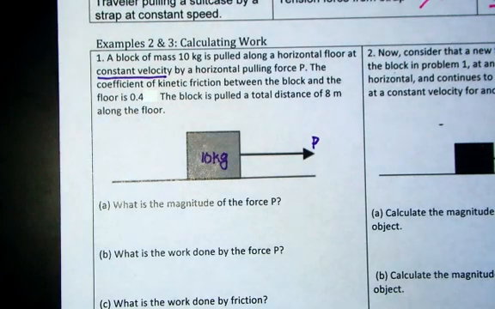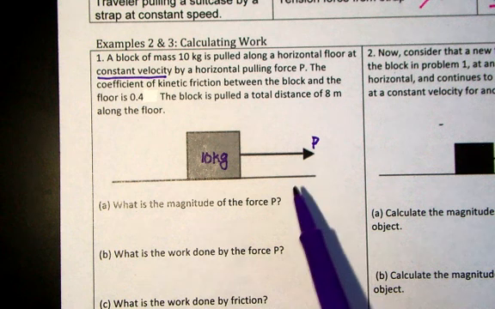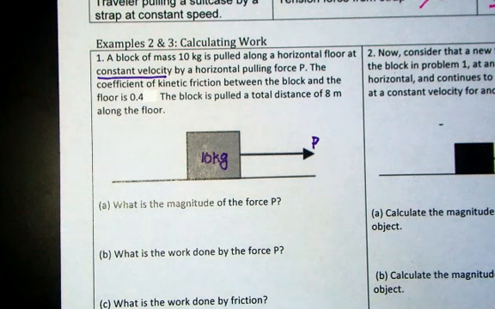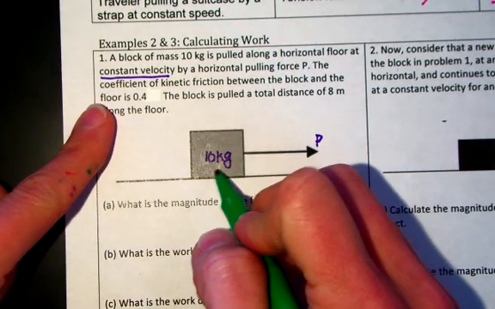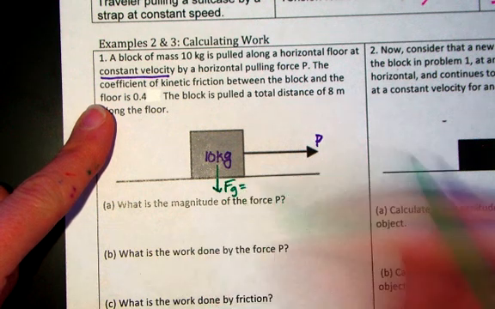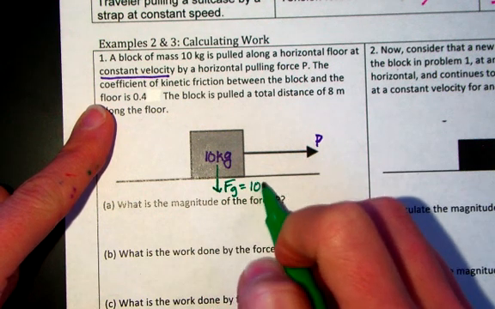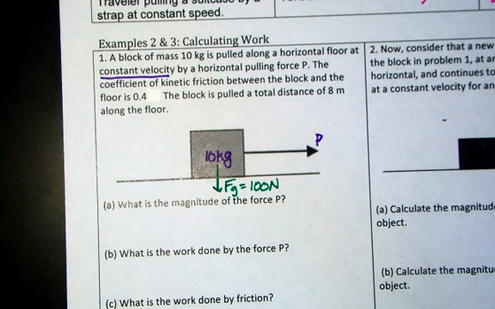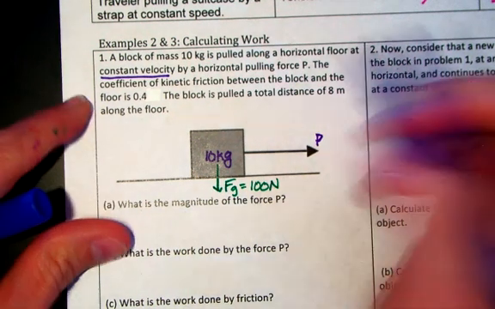Okay, so I see the pulling force, but how many other forces do we have? 3 other forces. Okay, what's one of them? Gravity. All right, the weight force, sure. So we have a weight force down. So how much is that going to be? 100 newtons. All right, what's the next one? Normal force.